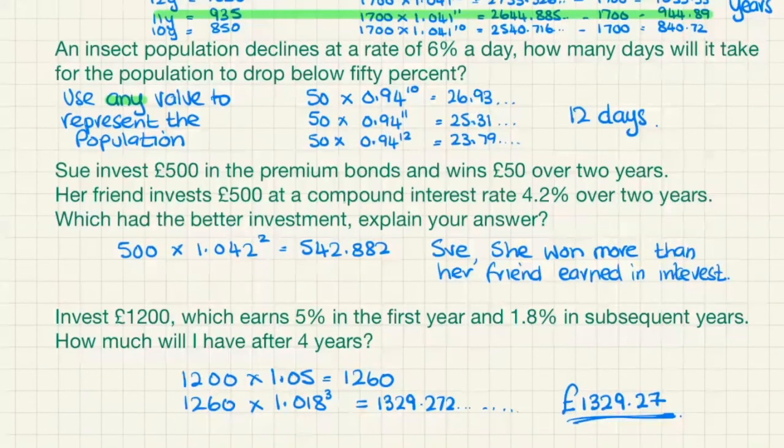Okay, so the insect population where you haven't been given a starting number, you can literally use any value. I chose 50 because it came to me. It's a nice round, easy number. I can work with that fairly easily. But it didn't have to be 50. 100's another really good one to use. So if you weren't sure about how to do that one, that is a way of doing it, not the only way. Okay.